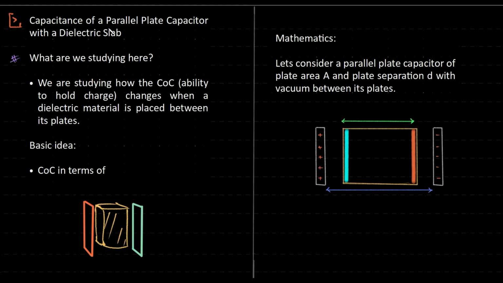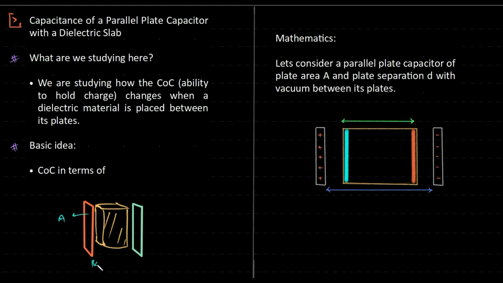Let's look into the capacitance of a parallel plate capacitor with the dielectric slab. So finally, we are going to put across an expression which tells us by what factor the capacitance of a capacitor increases, actually not decreases, increases only, when we introduce a dielectric slab. So we are trying to study how the ability of holding charge changes when a dielectric material is placed between the plates.